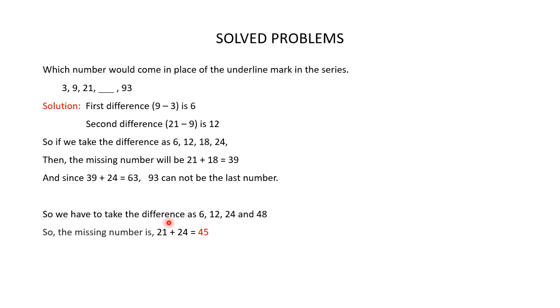Now we have to take the differences as 6, 12, 24 and 48. That is, the differences are getting doubled. 6 has become 12, and the next difference will be the double of 12, which is 24, and the next difference will be the double of 24, that is 48. Then you'll notice that the missing number will be 21 plus 24, which is 45, and 45 plus 48 is 93. So the series is correct.